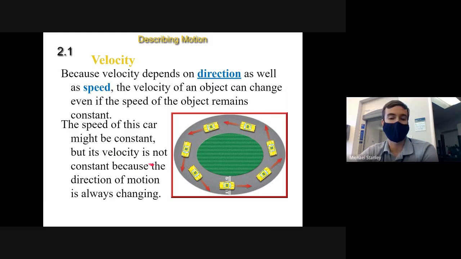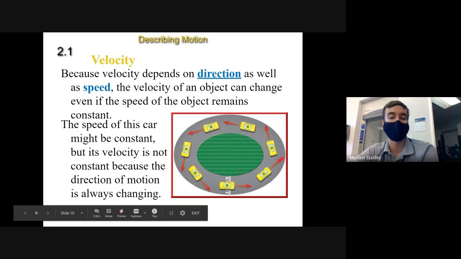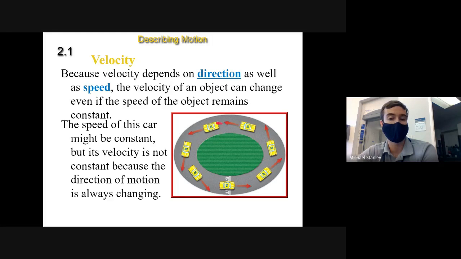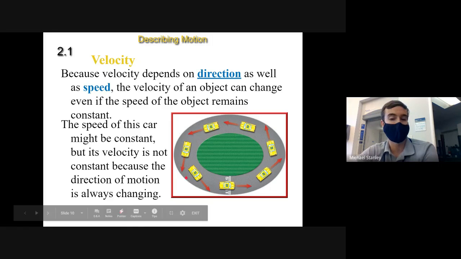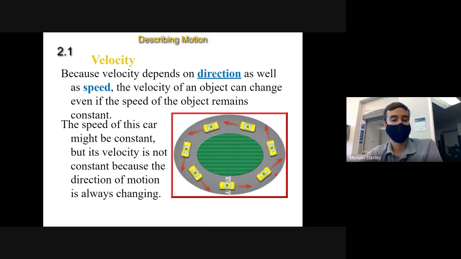But their velocity is changing because they keep changing direction. At first, they're going 100 miles an hour to the right, but then they have to turn and go up, but then they turn again and go to the left. Then they have to turn again and go down, and then they turn again and go to the right. So their direction keeps changing, so their velocity will keep changing.